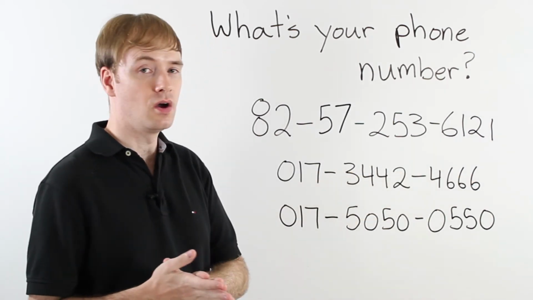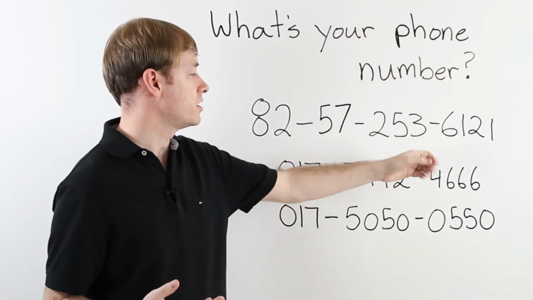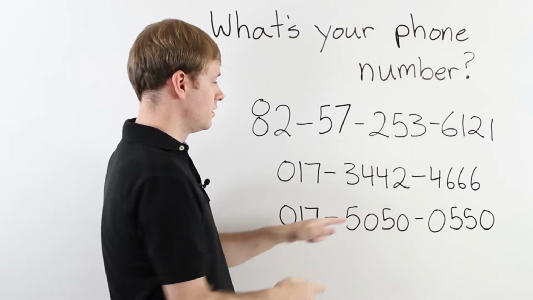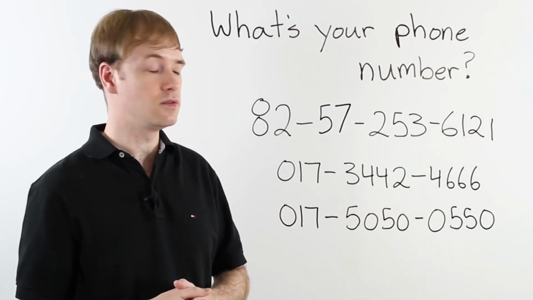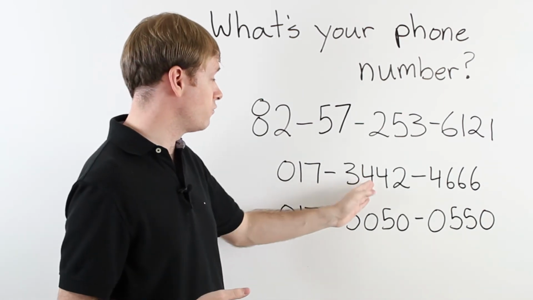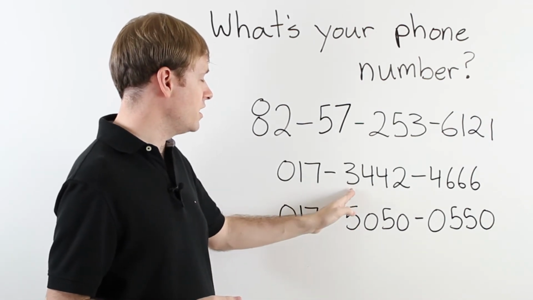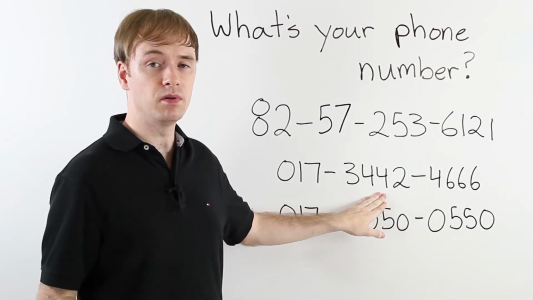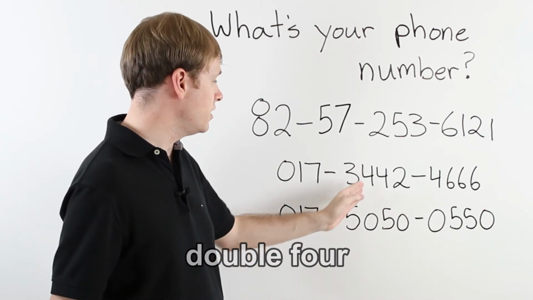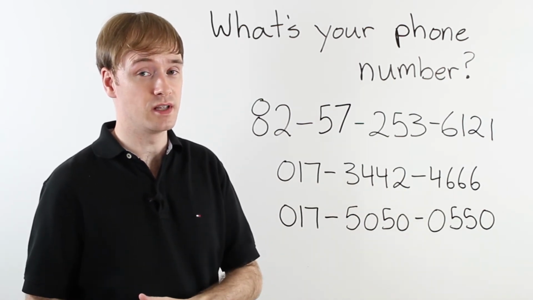017-3442-4666. Okay, now there's an easier way that a native speaker would express this number. If you look here, there are two 4s, okay? So a native speaker might say 3442, that's fine. But another way, we would say 3, double 4, 2, because there are two 4s, that's double. Okay, so that's another way to express that number.